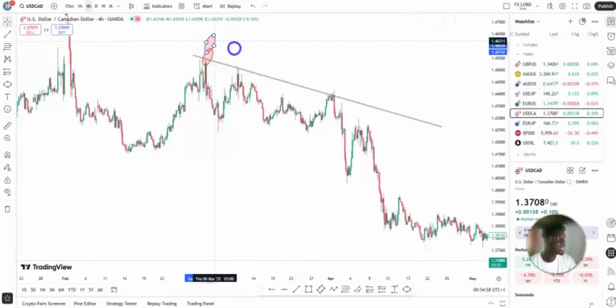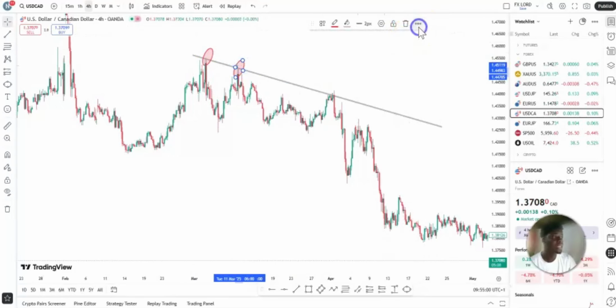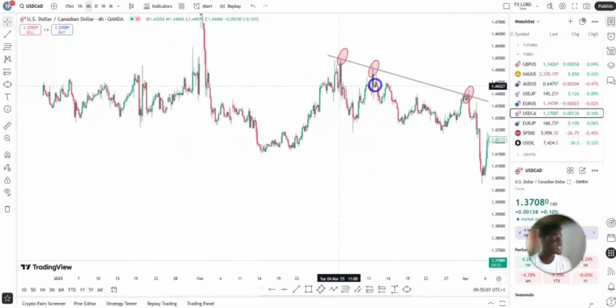So I'm going to duplicate this, put this here. See, I have 2 times. So I would probably be waiting for the third time and I get into a sell.